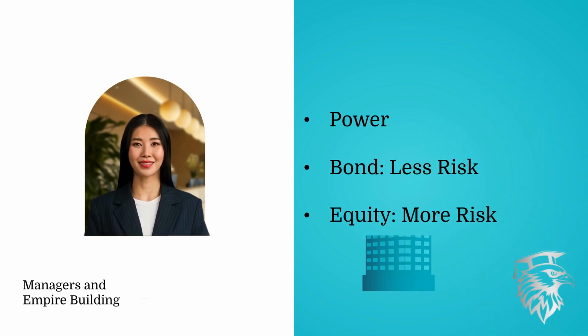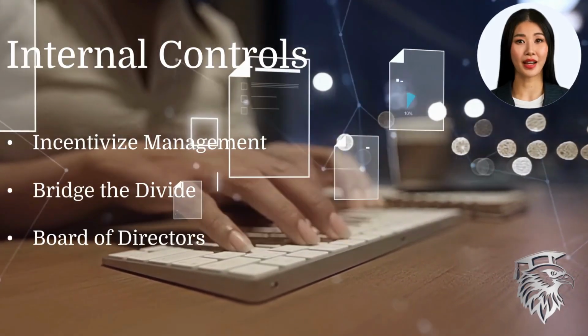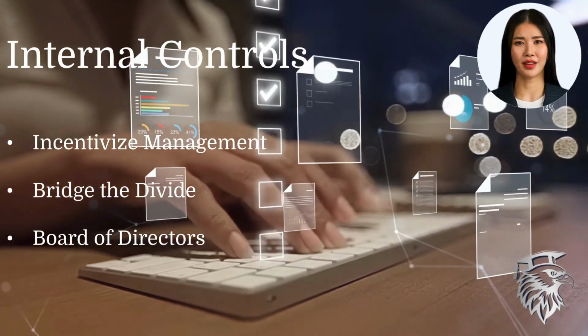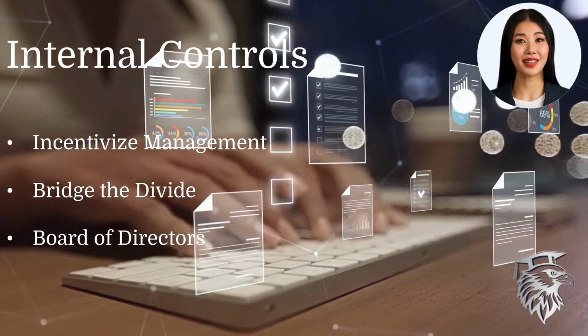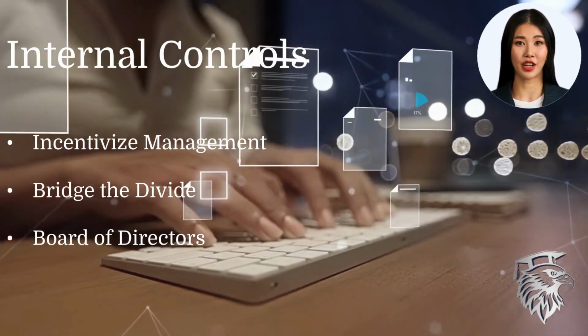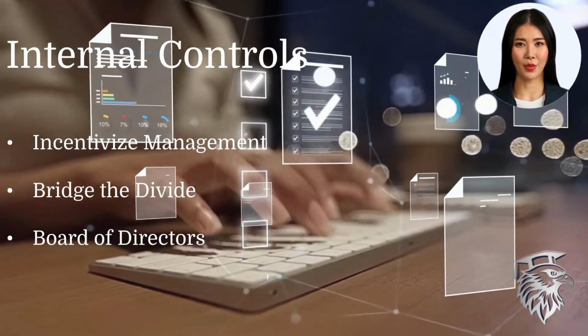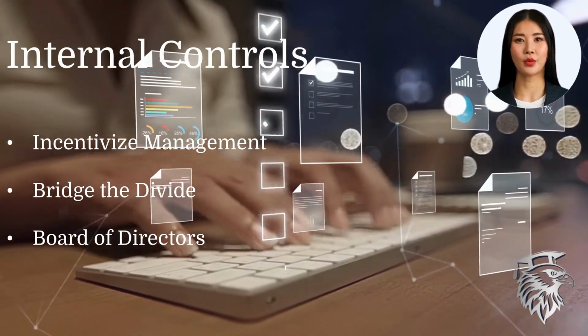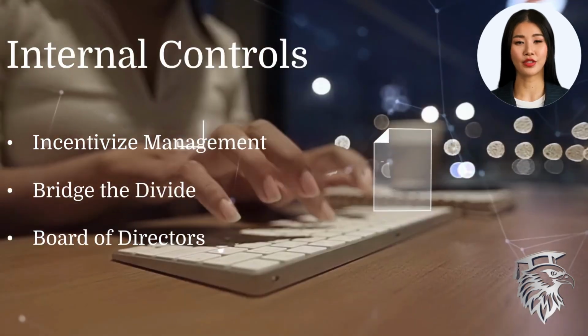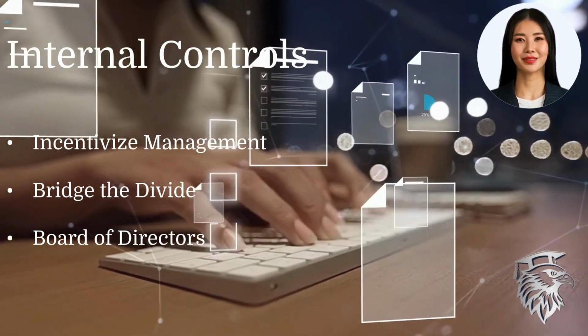In order to tackle these conflicts of interest, you could implement internal controls when it comes to corporate governance. For example, you could incentivize managers through stock-based compensation, hence bridging the divide between shareholders and managers. Furthermore, as your company grows, you can assign a board of directors who will be in charge of overseeing management through keeping shareholders' best interest in mind.